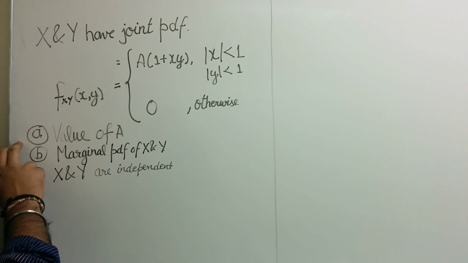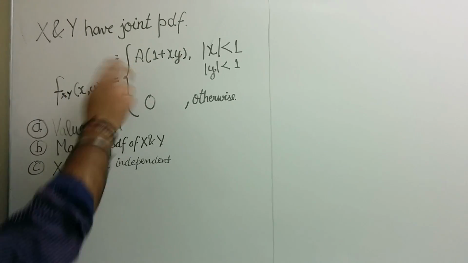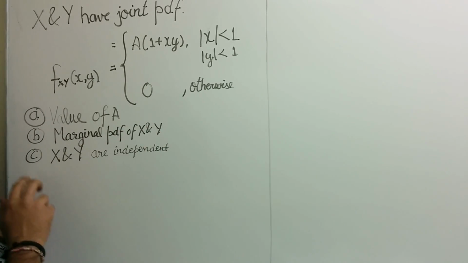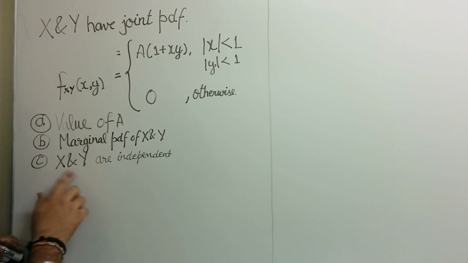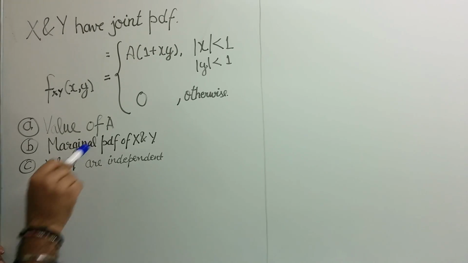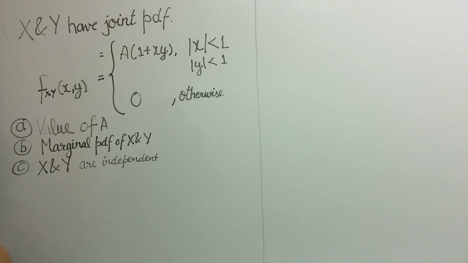Now we are required to find the value of a, the marginal PDF of x and y, and we are required to find whether x and y are independent or dependent. So we will first start by calculating the value of a.